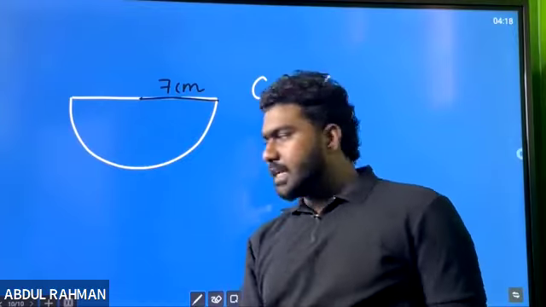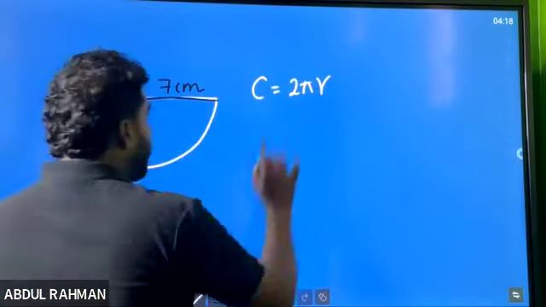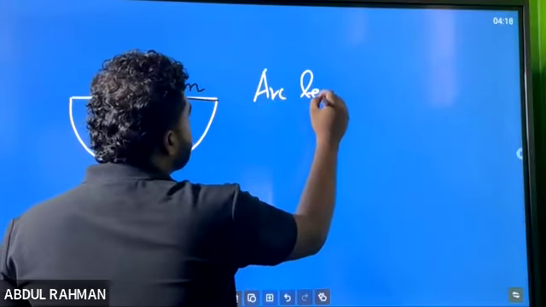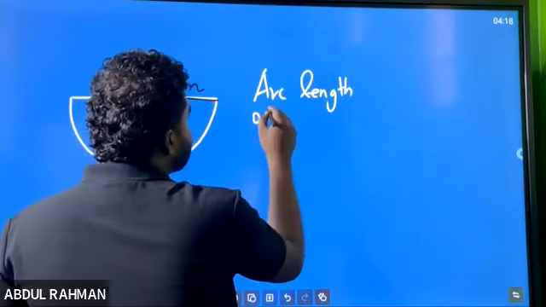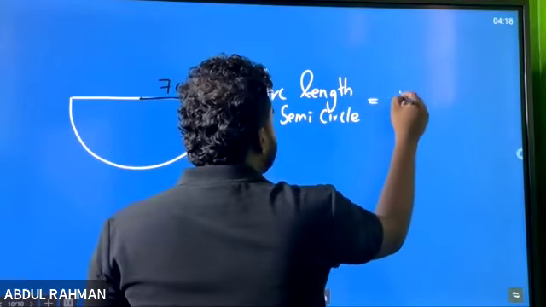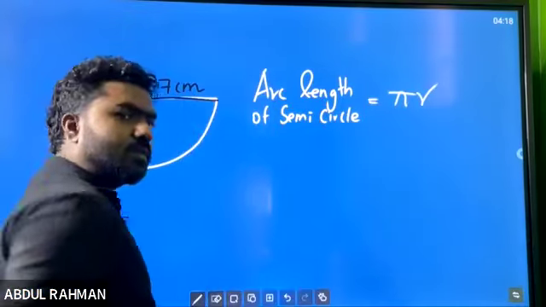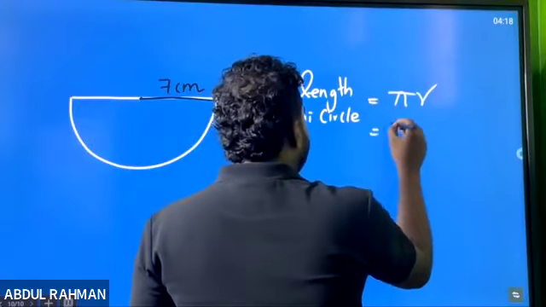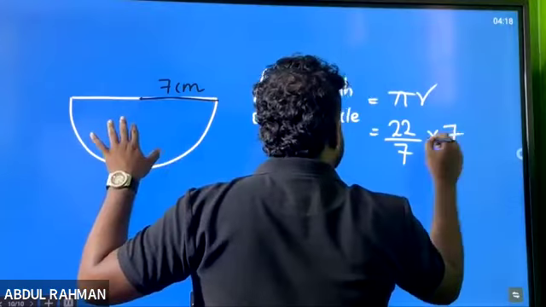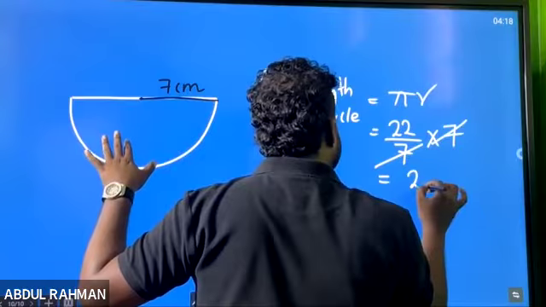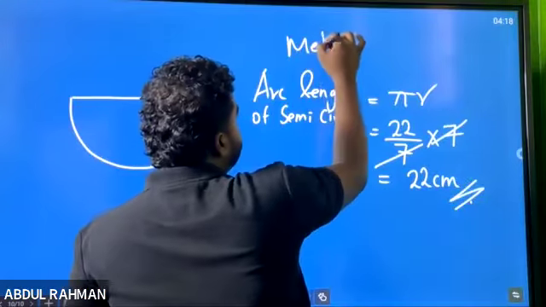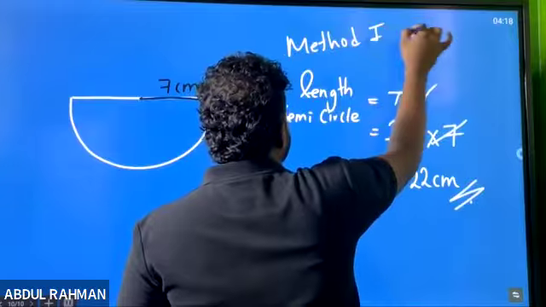There is an equation. What is that equation? The arc length of a semicircle is equal to pi r. What is the value? 22 over 7, and the radius is 7. The 7 and 7 get cancelled off. What is the answer? 22 centimeters is the answer. This is one method of doing it.